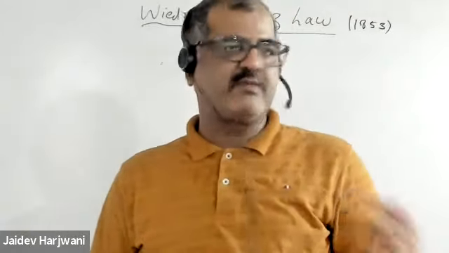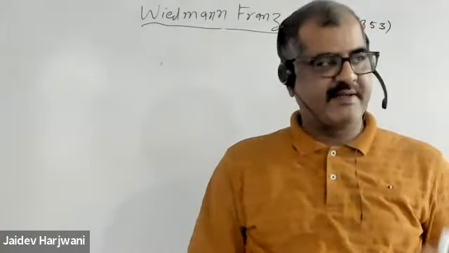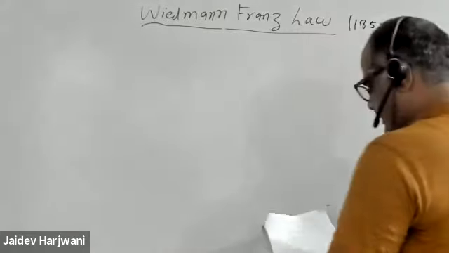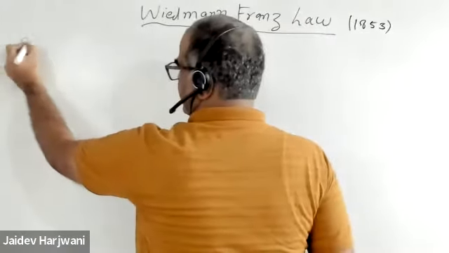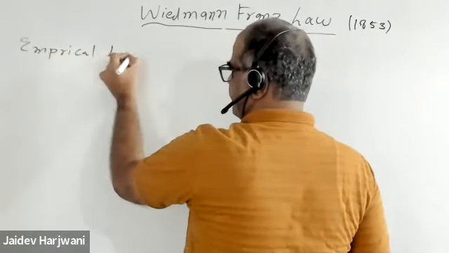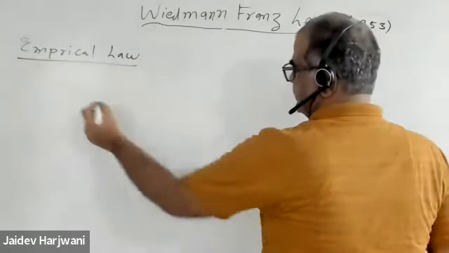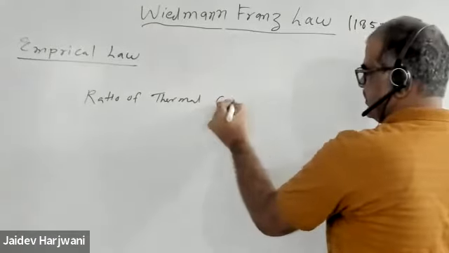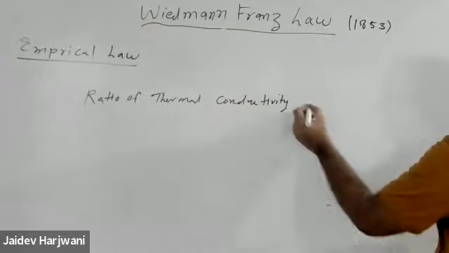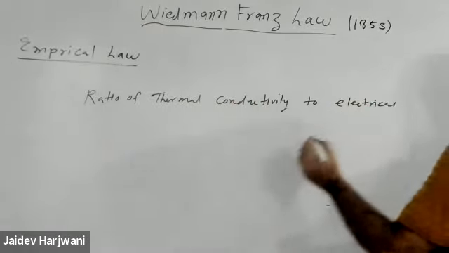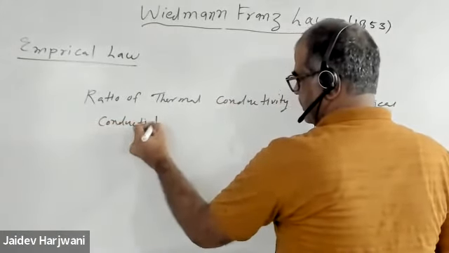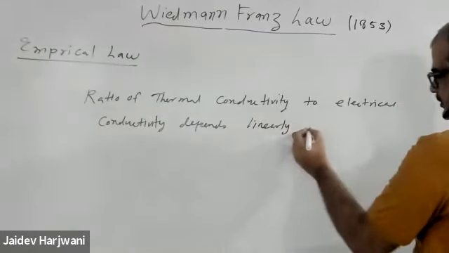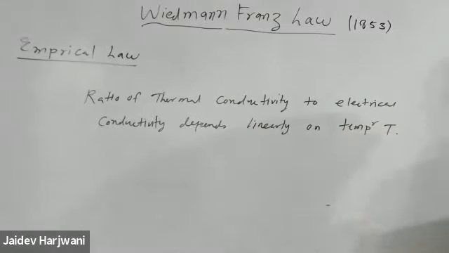So when they measured experimentally the thermal conductivity and the electric conductivity of metals, and then by measuring these two parameters, Wiedemann and Franz concluded this empirical law. This law says the ratio of thermal conductivity to electrical conductivity depends linearly on temperature T. Okay, what does that mean?